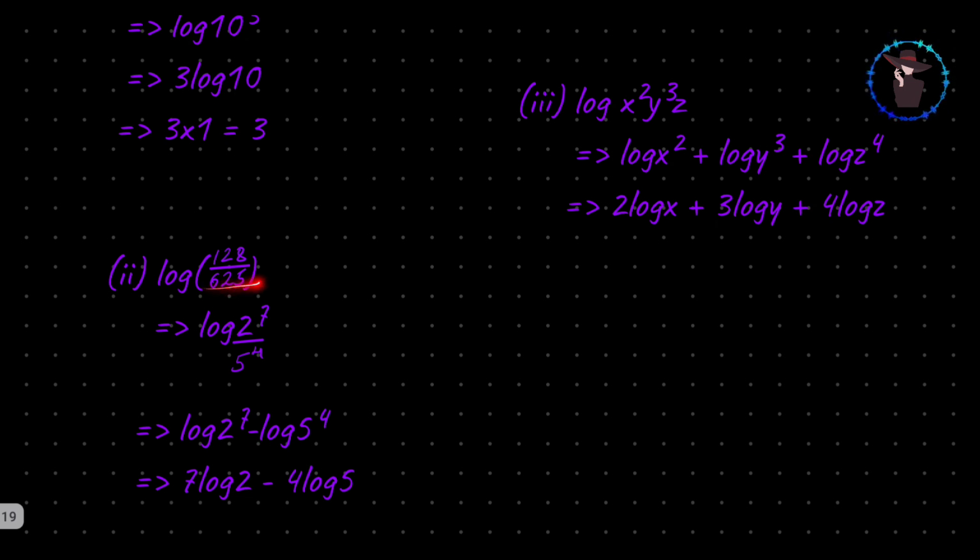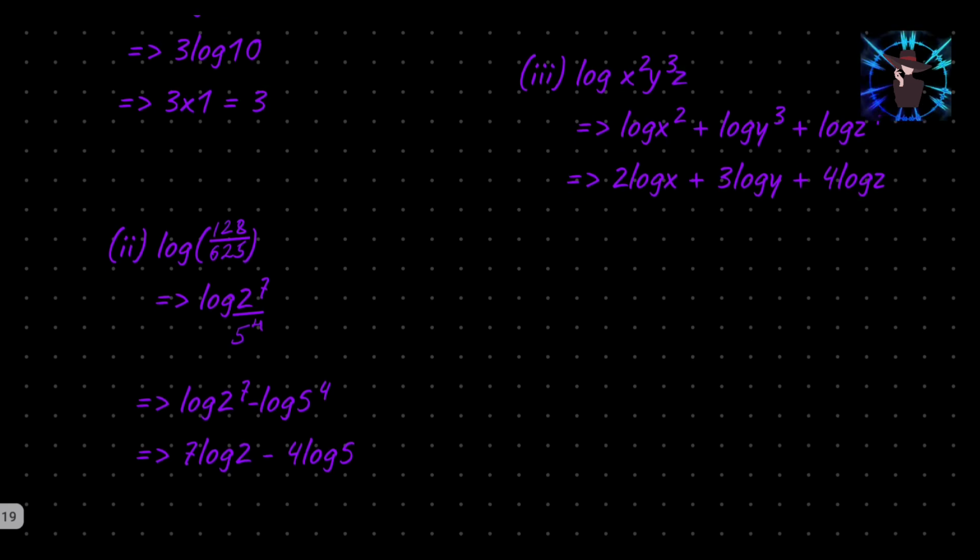Second one, log 128 by 625. Now 128 can be written as 2 power 7, 625 can be written as 5 power 4. As it is in the division, we can make it in the form of subtraction. Multiplication goes to addition, division goes to subtraction. Log 2 power 7 minus log 5 power 4. Let's bring the 7 in the front and 4 in the front. 7 log 2 minus 4 log 5. That's the answer.